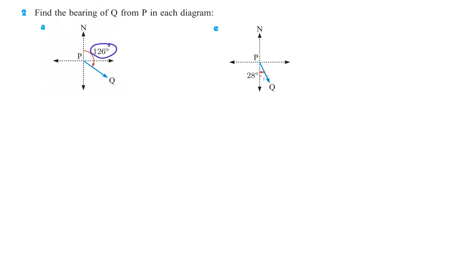Okay. For E, we want to find what this angle right here is. So we know that these two angles here have to add up to 180. So if we take 180, this is going to be 180 minus this 28. That is going to give us 152 degrees is going to be what that bearing angle right there is. So always start from due north and go clockwise around to the line, the bearing line that you want to go to.